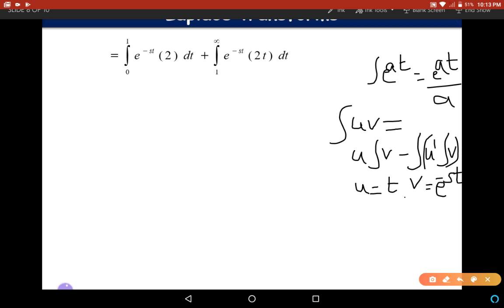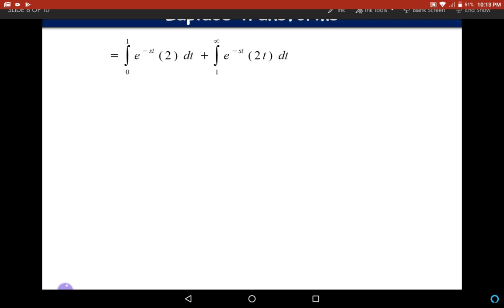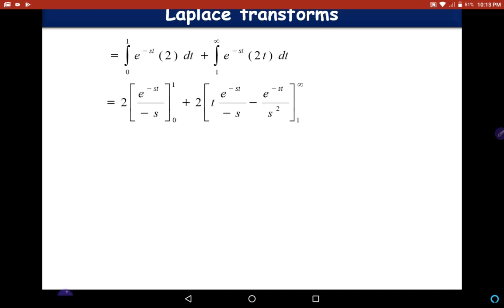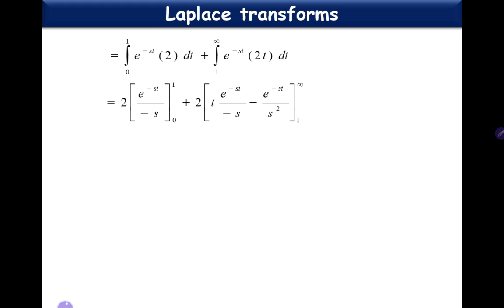How do we choose u and v? By following the ILATE precedence order. So applying this integration by parts, we get 2 times e power minus st by minus s within the limit 0 to 1, plus 2 into t into integral of e power minus st, which is e power minus st by minus s, minus integral of derivative of t, which is 1, into integral of e power minus st. 2 times integral of e power minus st is e power minus st by s square within the limits 1 to infinity.